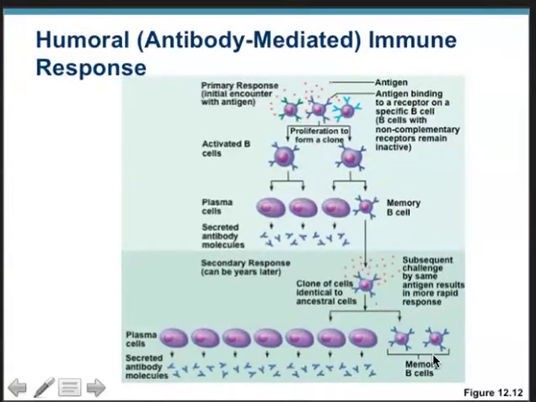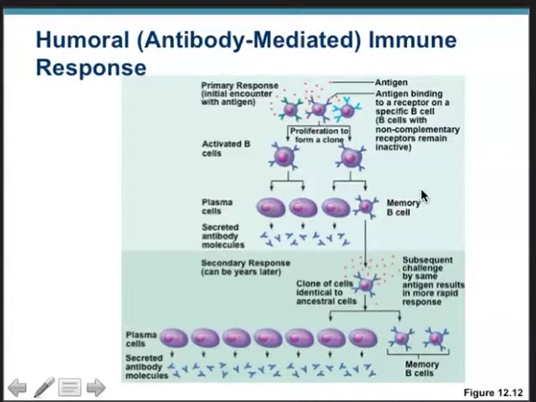And in the event that they encounter this exact same antigen again, they'll be stimulated to divide and produce an overwhelming attack on the pathogen the next time it manages to penetrate our innate defenses and wipe it out before it gets a chance to make us sick. And this is what we call memory.